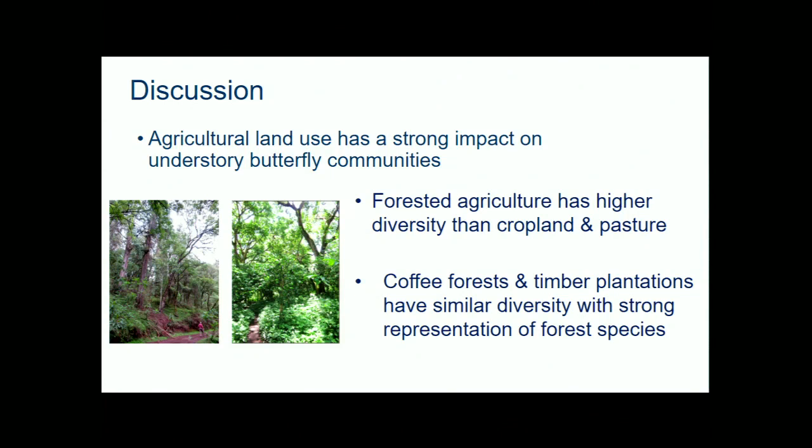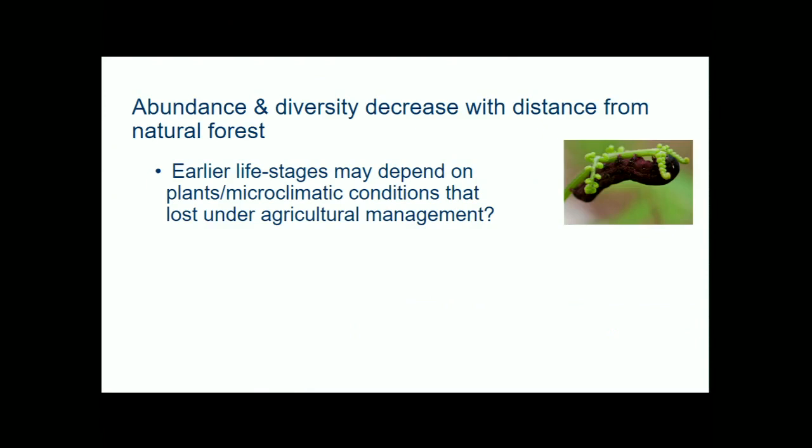So that's going to have potentially quite important implications for management of butterfly communities in the region, because if butterflies are able to utilise these more intensive agricultural landscapes, such as timber plantations, then they can potentially use them as dispersal corridors. Again, we did find this negative correlation with distance from forests, so forest clearly is important. And as we heard earlier, larval host plants can be important, so though the adults are moving through timber plantations and coffee forests, they might not necessarily be breeding there. And these habitats might not have the larval host plants, or they might have different microclimatic conditions that are lost under the agricultural conversion.